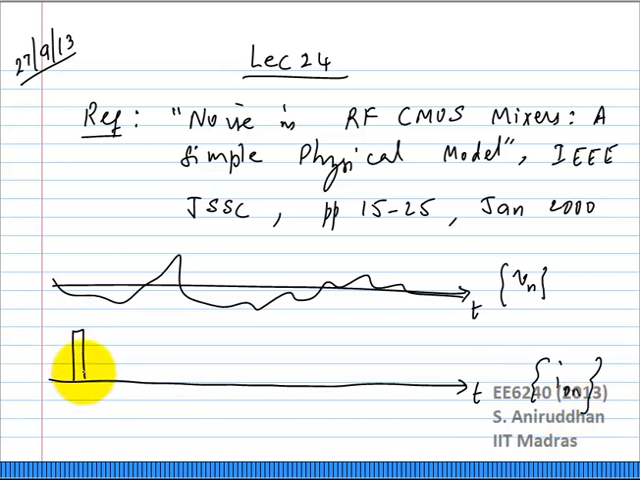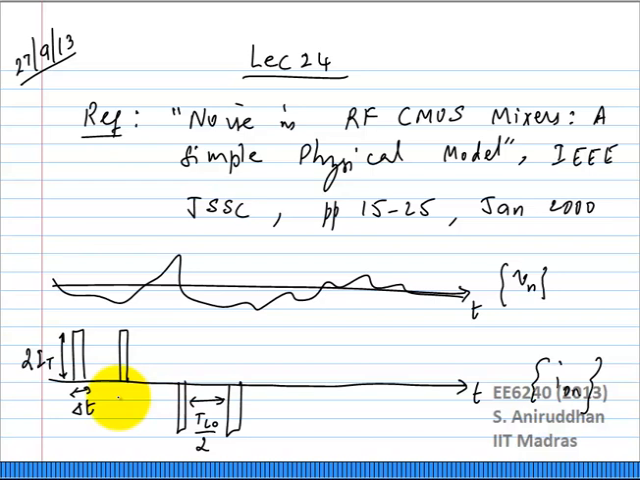And the rate of the pulse is going to be twice the LO frequency. The height of the pulse is 2IT and the rate of the pulse is twice the LO frequency. What is the width of the pulse? It is delta t. This is varying for every edge.